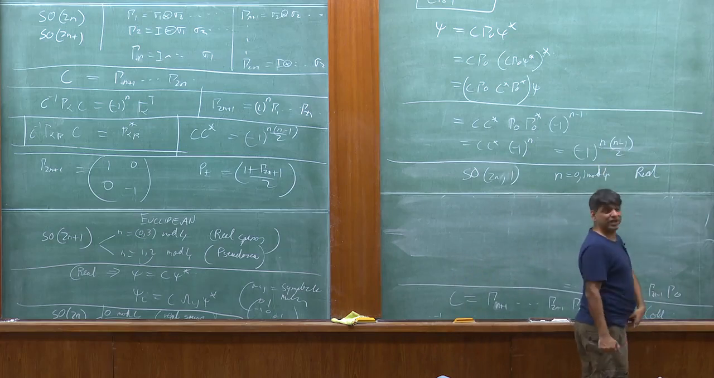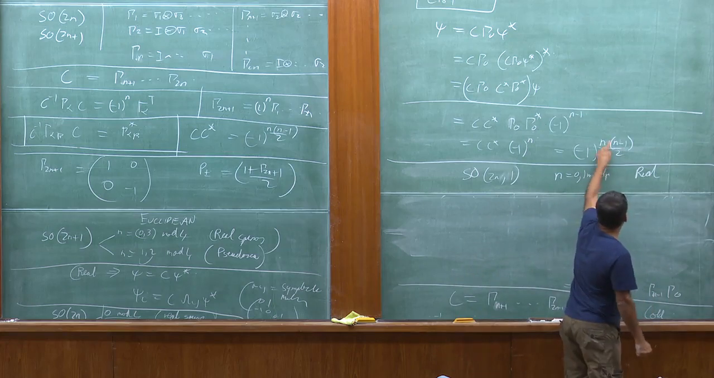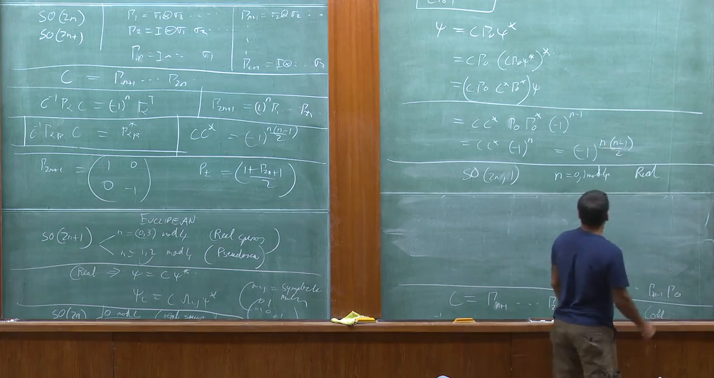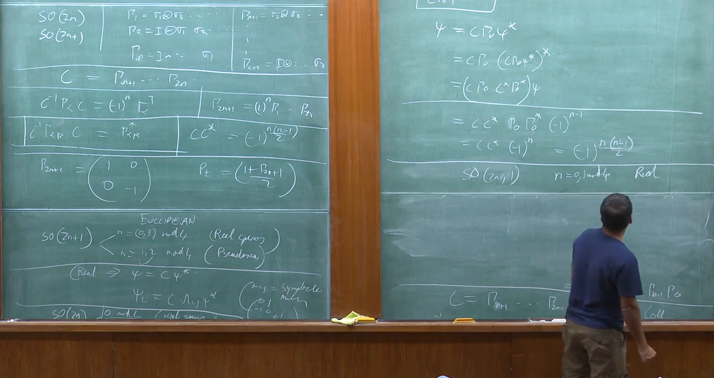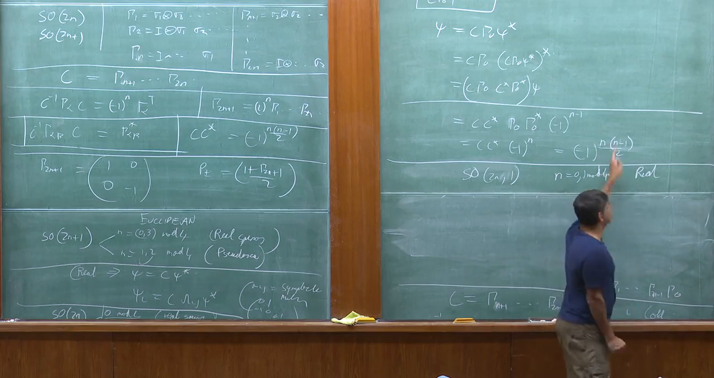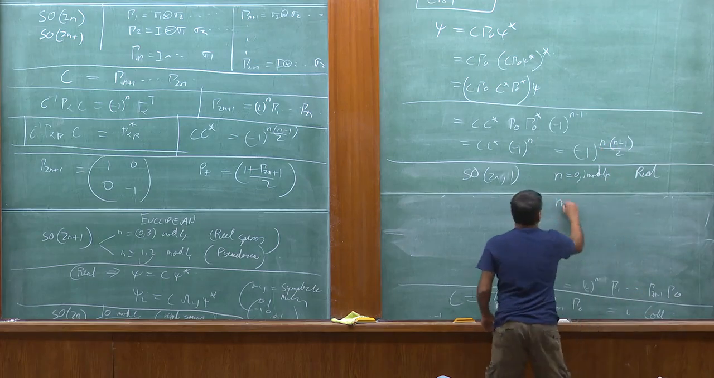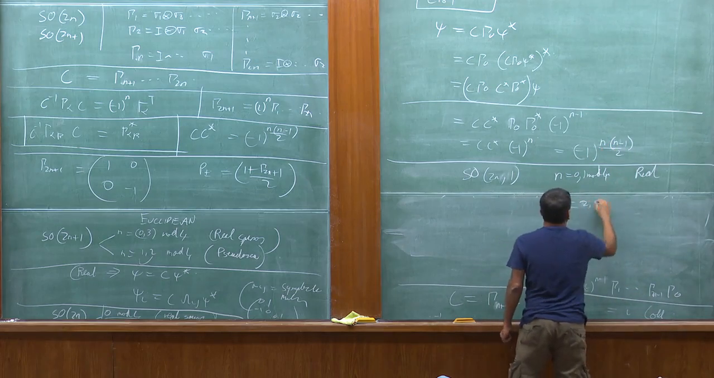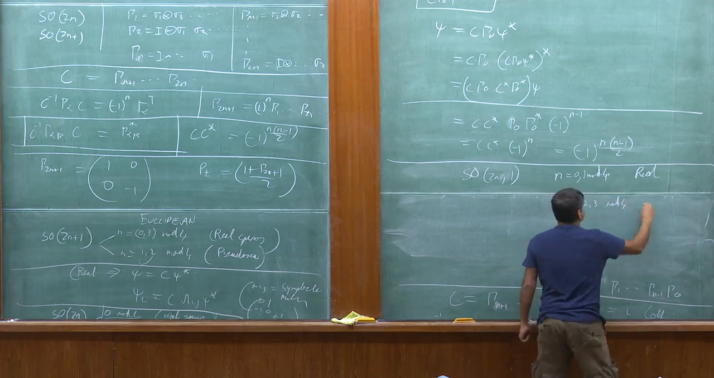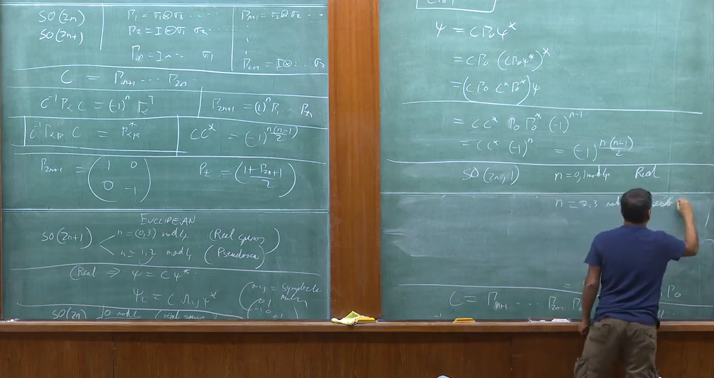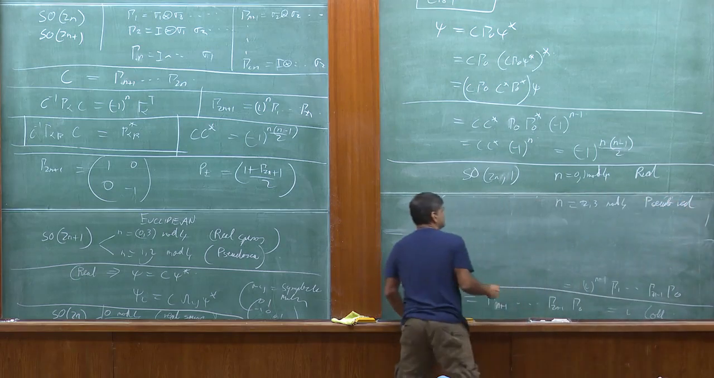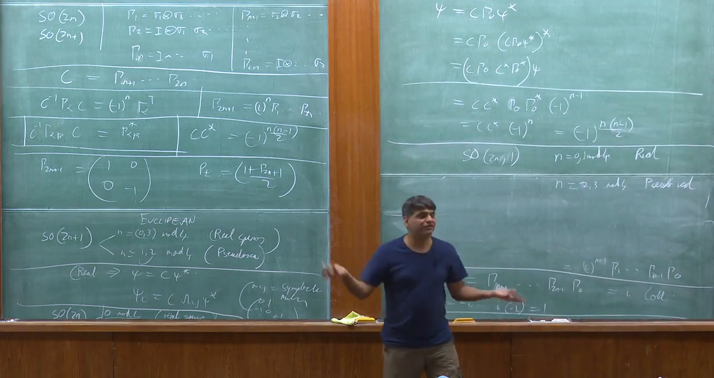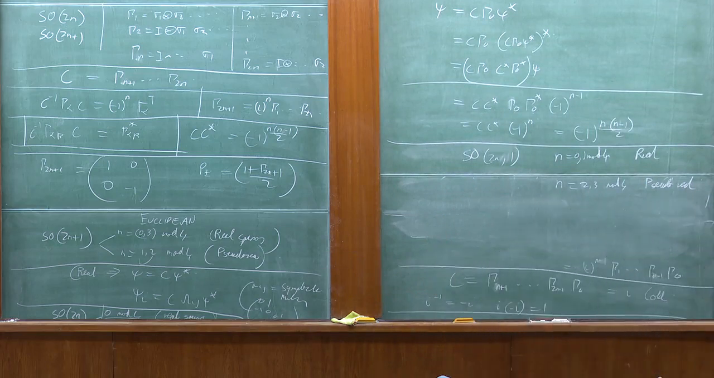That's pseudo-real, right? Because 1 into 1. What about n equals 3 mod 4? That's also pseudo-real because 3 into 3. Okay? So n equal to 2 comma 3 mod 4 is pseudo-real. And of course, there's no question of SO 2n plus odd things being complex or real. I mean, being complex, that doesn't make any sense. Okay, so that ends our table for SO 2n comma 1.